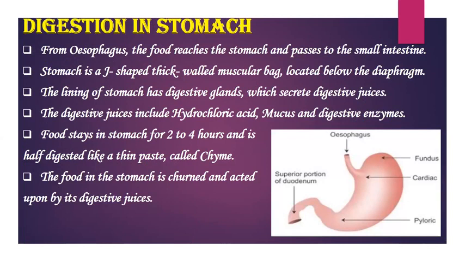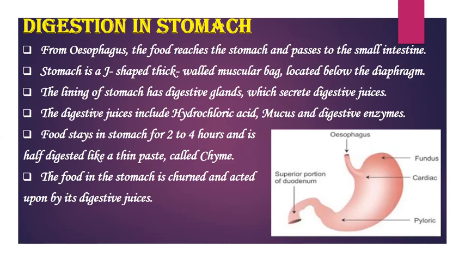Digestion in stomach. From esophagus, the food reaches the stomach and passes to the small intestine. Stomach. Stomach is a J-shaped, thick-walled muscular bag-like structure located below the diaphragm. The lining of the stomach has digestive glands which secrete numerous digestive juices. The digestive juices include hydrochloric acid, mucus, and digestive enzymes.